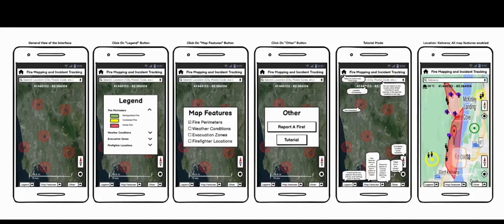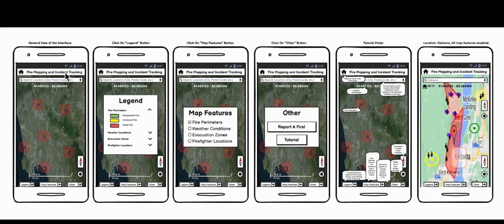Hi, my name is Anitej, and I'm working on the fire mapping and incident tracking feature of our Supporting Firefighters app. Now, on the far left side, you can see the general view of the interface where we have the title on the top with a home page button on the top left side. Now, if the user clicks on this button, the user will be directed to the home page where we'll have links to other features and pages of our app.